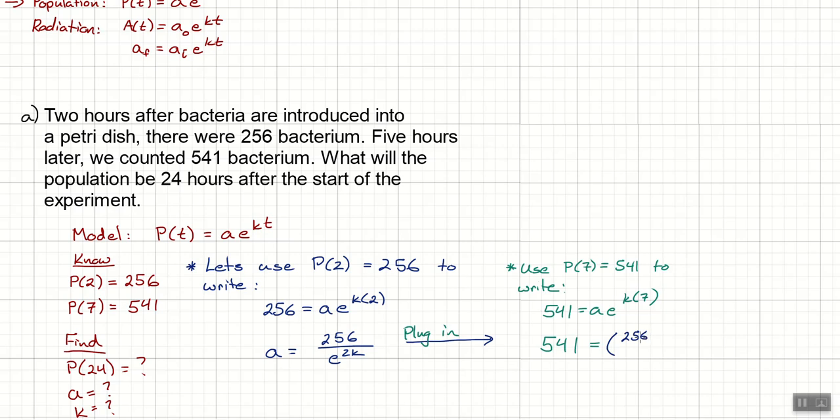256 divided by e to the 2k. So that's a, that's it, times e to the, how many k? 7k. As soon as we do this, notice what happens. I have a single equation right here. How many things in this equation are unknown? Just one. It's just k, right?